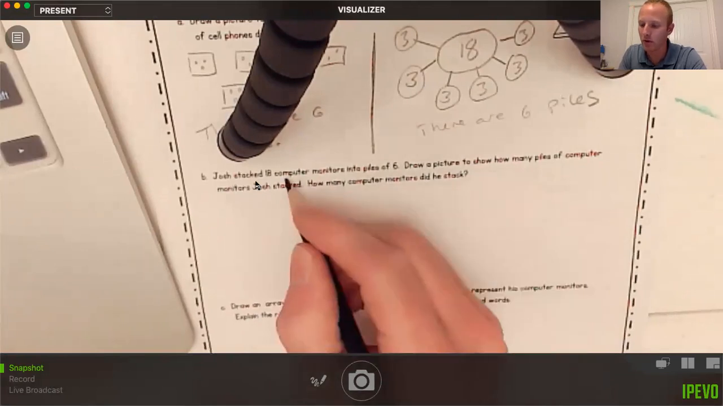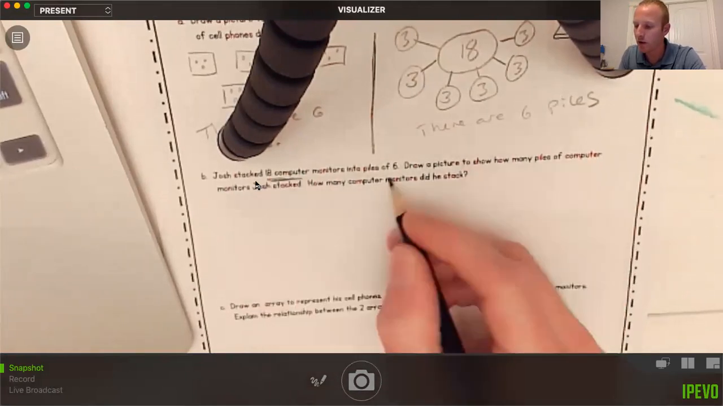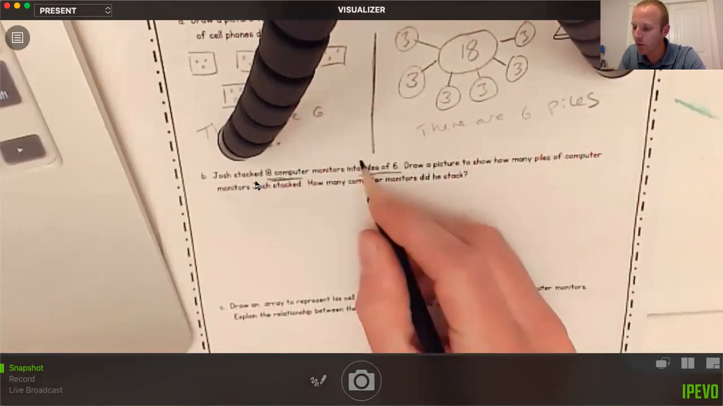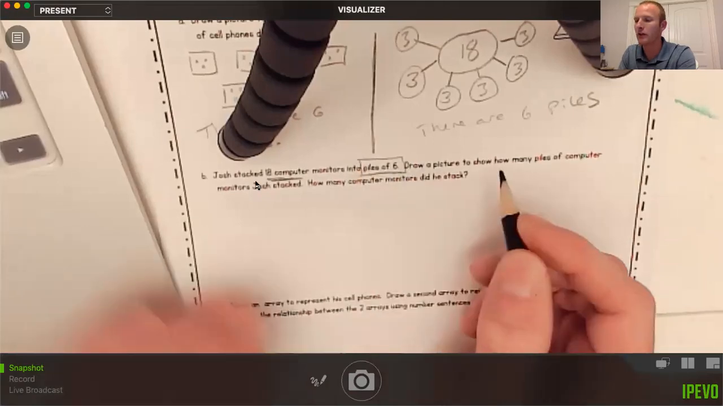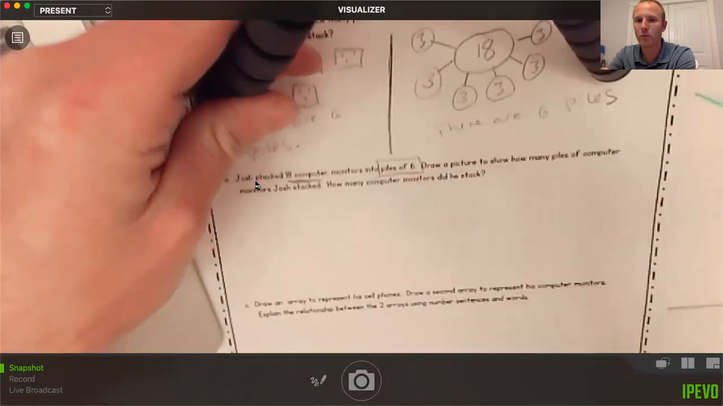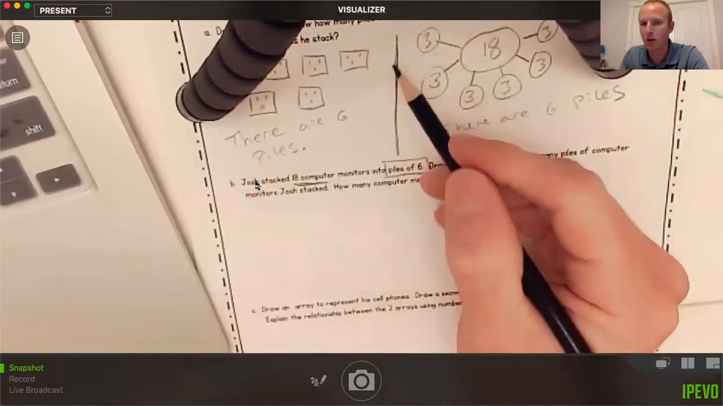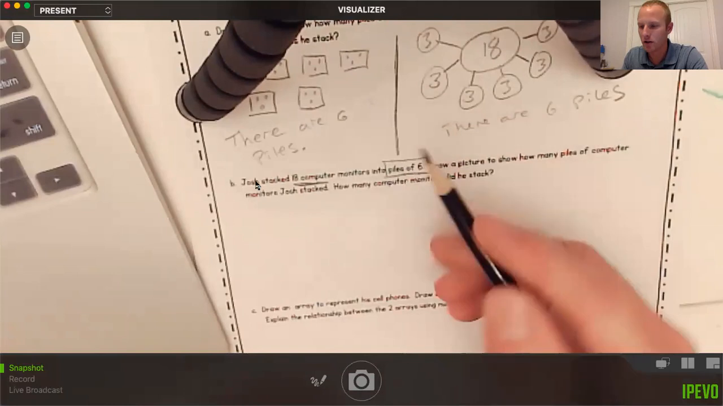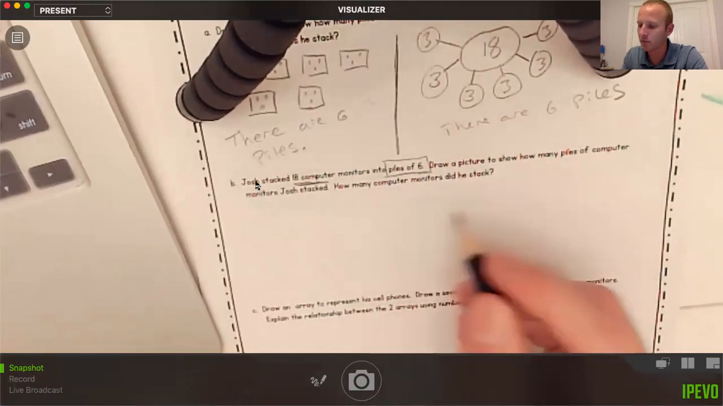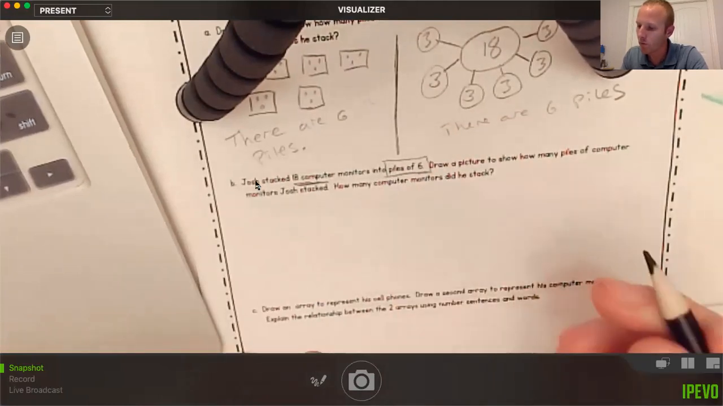So we go back up here and we say a total of 18. He puts them into piles of 6. So that's different. That's a change from our last problem. They're very similar, but this is a slight change. Last time we had a pile of 3 up here. Now we have piles of 6. Okay.